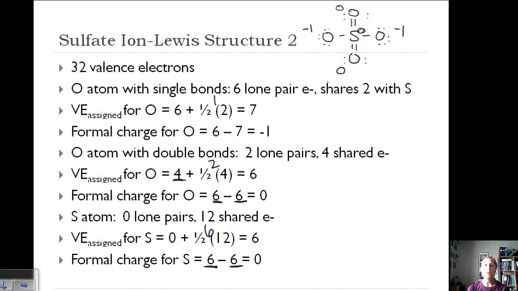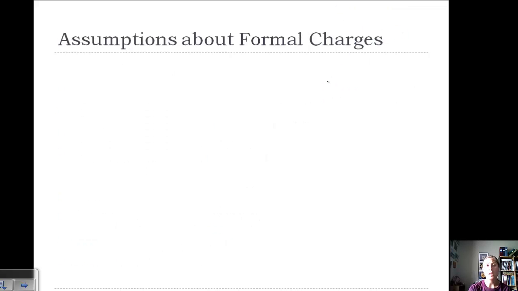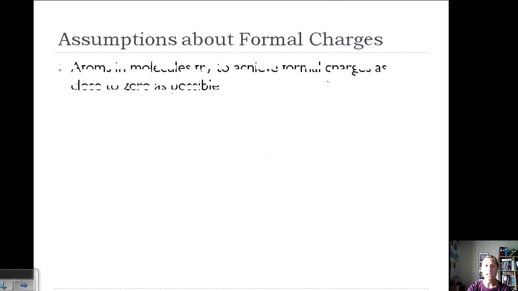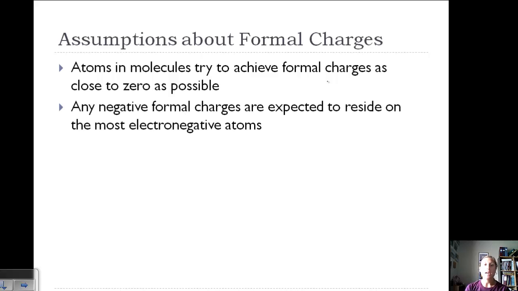So if you notice, this one has a lot more formal charges of 0 and a couple negatives versus the previous one where the formal charge on our sulfur was 2. And so that's going to come into play in a second here. We're going to assume that atoms and molecules try to achieve formal charges as close to 0 as possible. And if they can't be 0, they would like to be negative. And those negative formal charges need to reside on the more electronegative atoms.